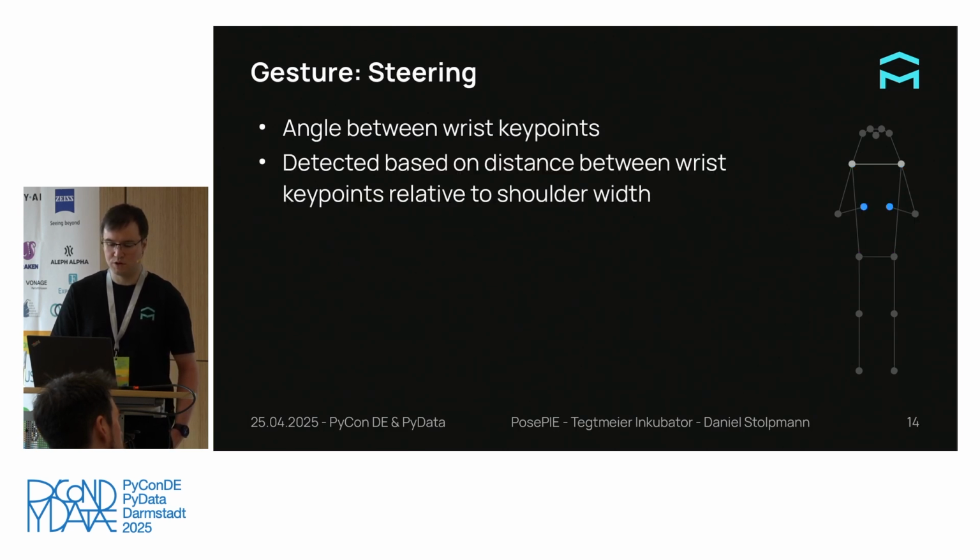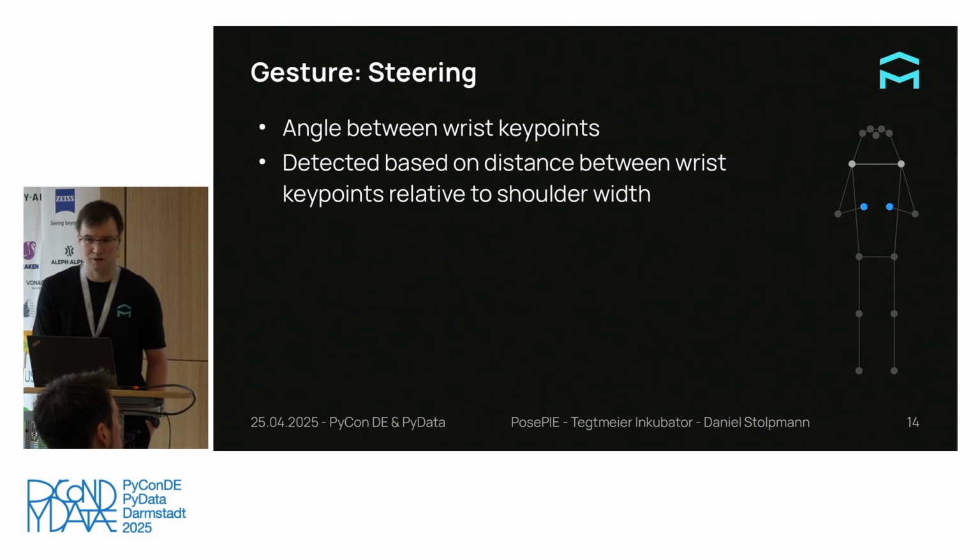We then have a steering gesture, which is like turning an imaginary steering wheel. We detect this with the wrist key points and just calculate the angle between the key points. And we detect it based on the shoulder width. So if you put your hands close together, it detects that you're in the steering mode, and you can use it, for example, to accelerate in the game. If you increase the distance between your hands, then it will no longer detect it.